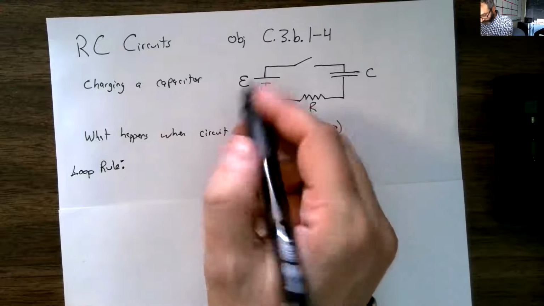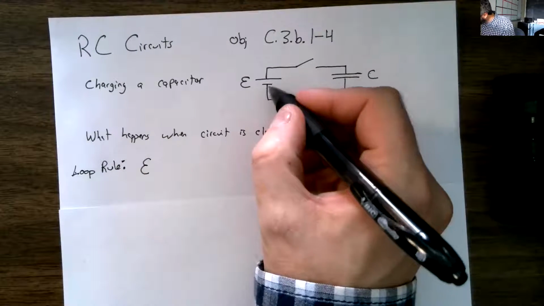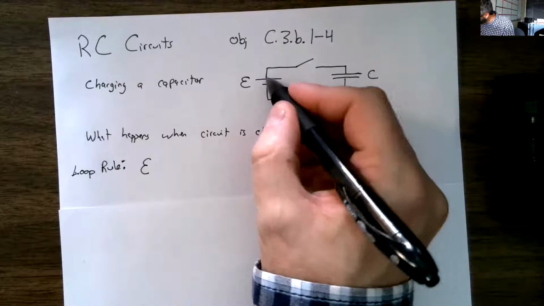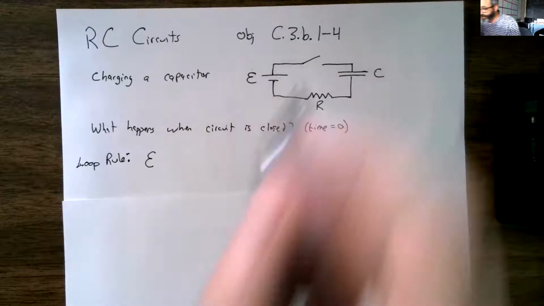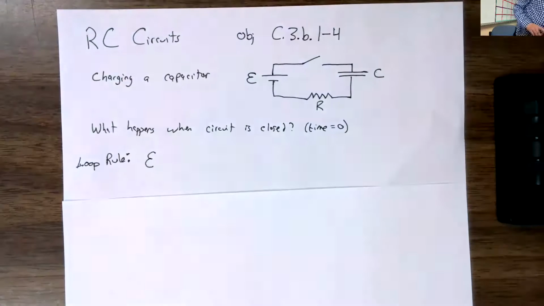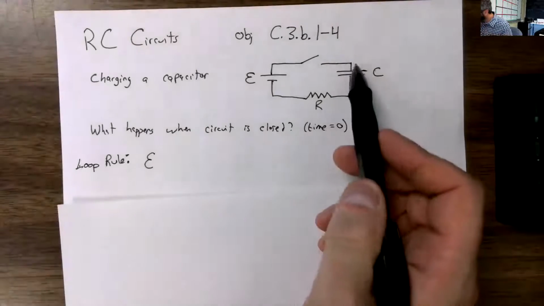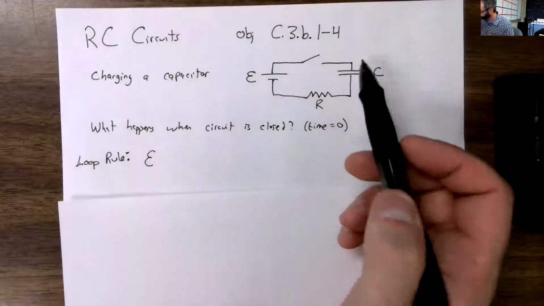If we go around the circuit, we start here. We've got a positive EMF going from here to here, going from the negative to the positive. We increase the potential there by the EMF of the battery. And then I go over here, and I reach the capacitor.